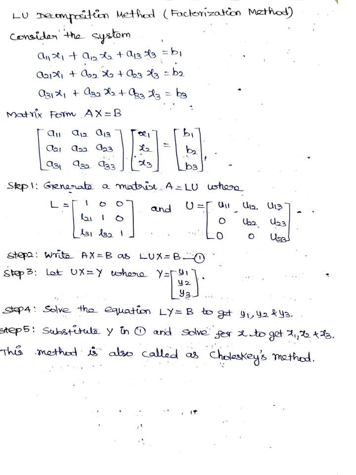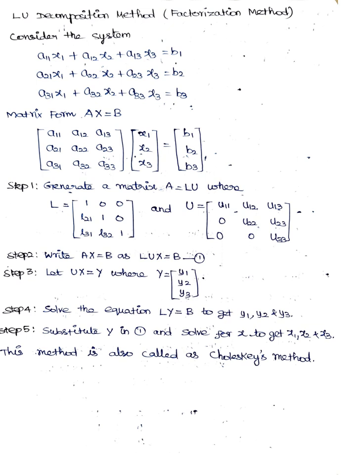Now we have 5 steps to find the solution by the decomposition method. Step 1: capital L is written as 1, 0, 0; l21, 1, 0; l31, l32, 1, and capital U is denoted as u11, u12, u13; 0, u22, u23; 0, 0, u33.